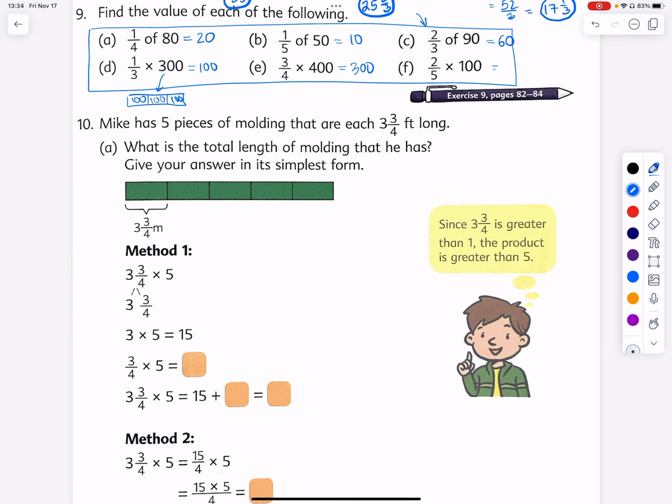2/5 of 100. Well, we know 1/5. We take 100 and split it into 5 equal parts. Each one will have 20, and we need 2 of them, which gives us 40. My friends, I hope you found this lesson useful: multiplication of fractions by a whole number. The main idea today was to learn to simplify our fractions before we multiply.